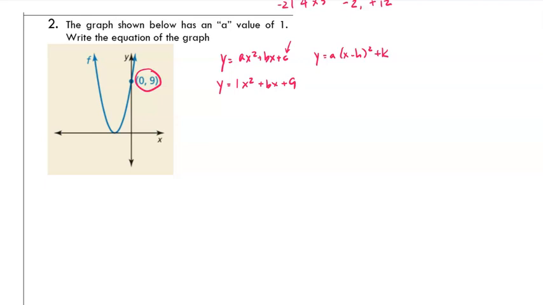Because, okay, we know what A is. A is 1. And we can put in the 0, 9 value as x and y. So we have x and y. We know that it didn't move up at all. So k is taken care of. That's going to be 0. So y is going to be 9. A is going to be 1. X is going to be 0. And k is going to be 0. Then we know what h is, don't we?